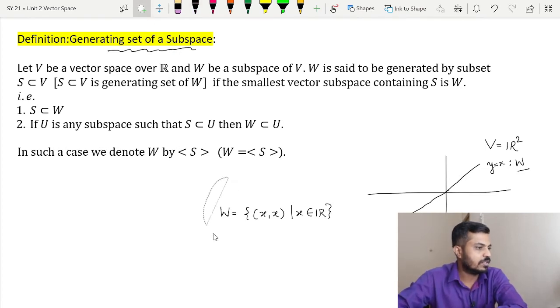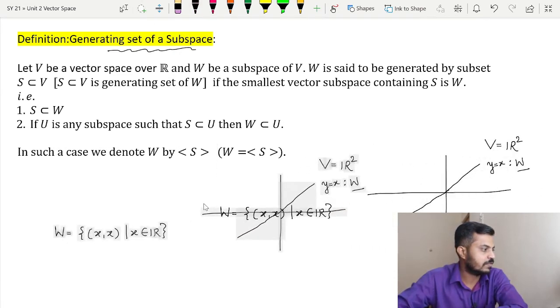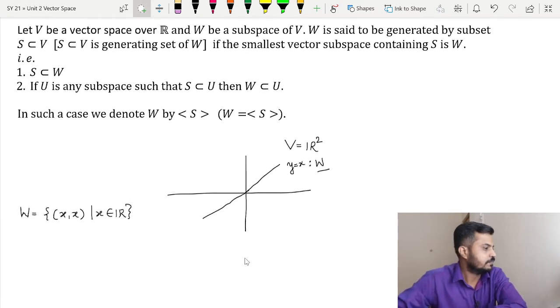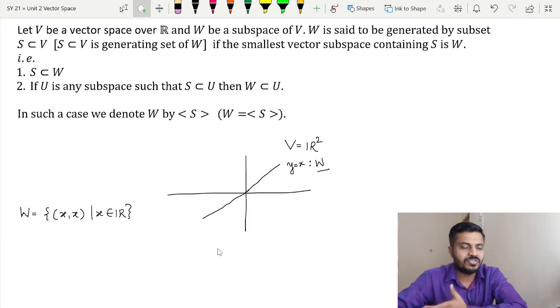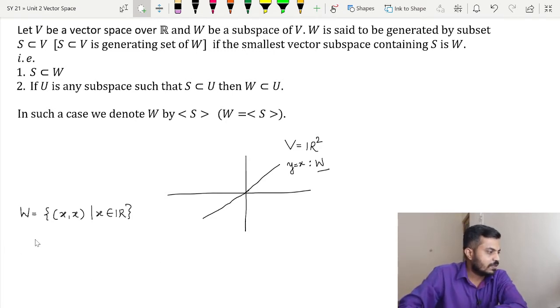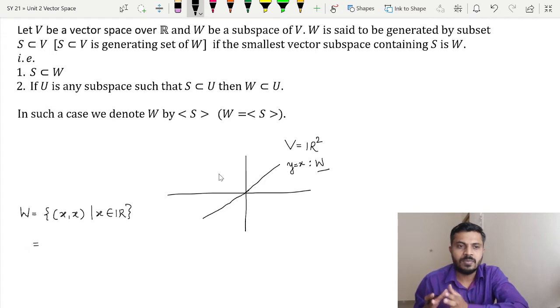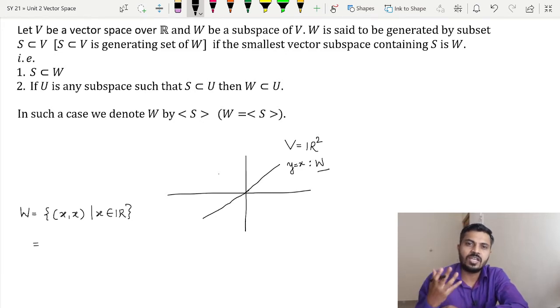Maybe I will shift it over here on this side. Yeah, much better. Now what do you mean by generating set actually? So the meaning is you should be able to find some elements of W, and with the help of those elements you will be able to get each and every element of W. I hope you are getting my statement. So the question is, which are those elements of W?